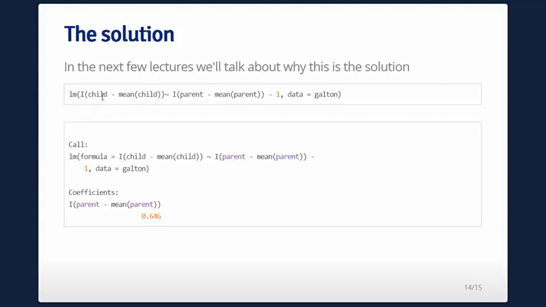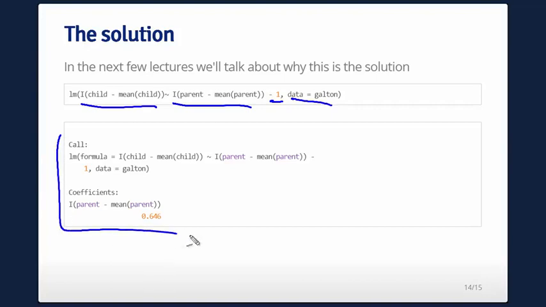And here I'm just subtracting off the mean for the child. Here I'm subtracting off the mean for the parent. And -1 just means don't fit an intercept. R automatically fits an intercept, so -1 says don't fit an intercept. data equals Galton is telling it the data frame that it's working with. And then here's what the output looks like.